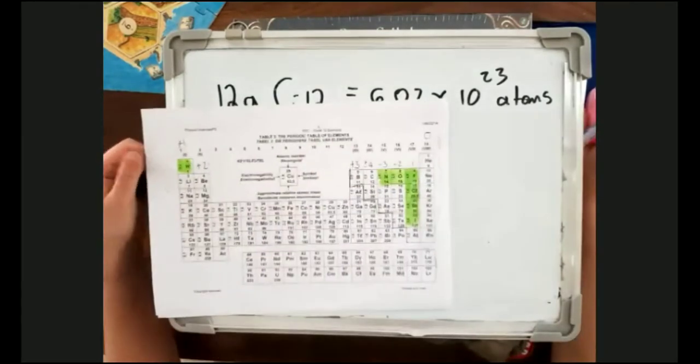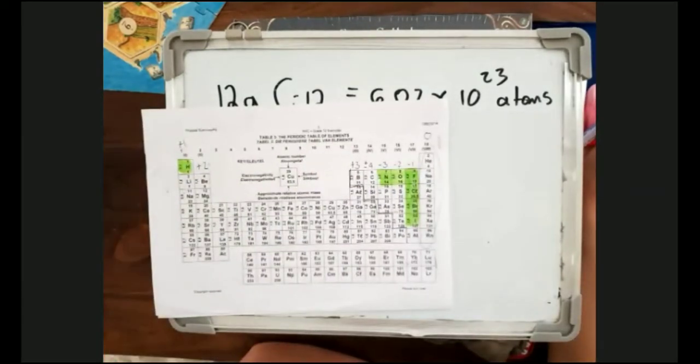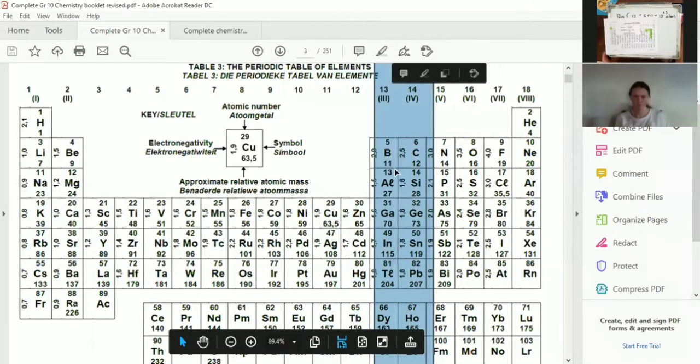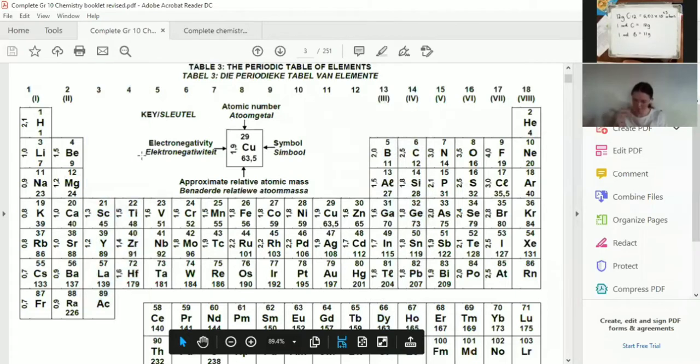And 1 mole of, let's look at a couple. So 1 mole of boron, like I said, would weigh 11 grams. And 1 mole of magnesium would weigh 24 grams. So the number at the bottom is always going to give me my mass of 1 mole of a substance. Now you call that the molar mass.